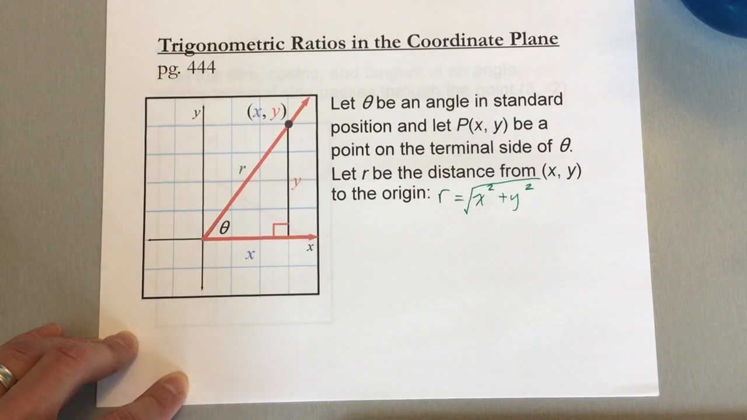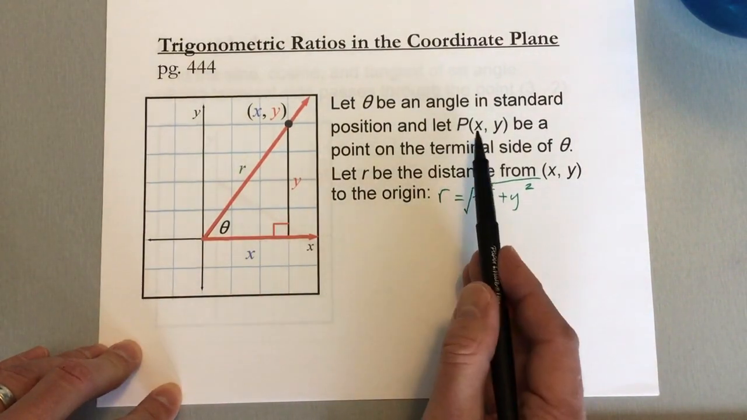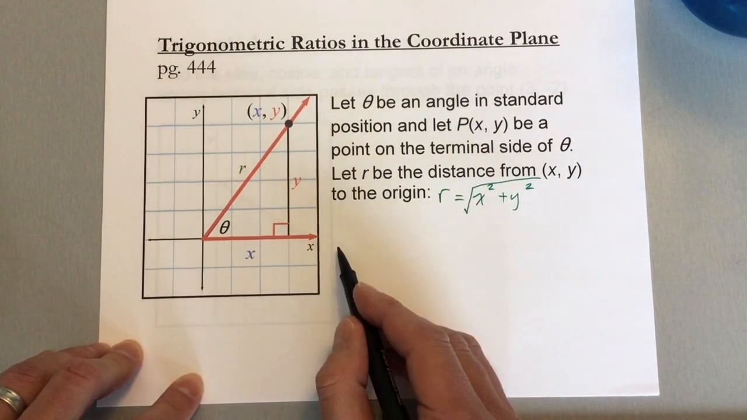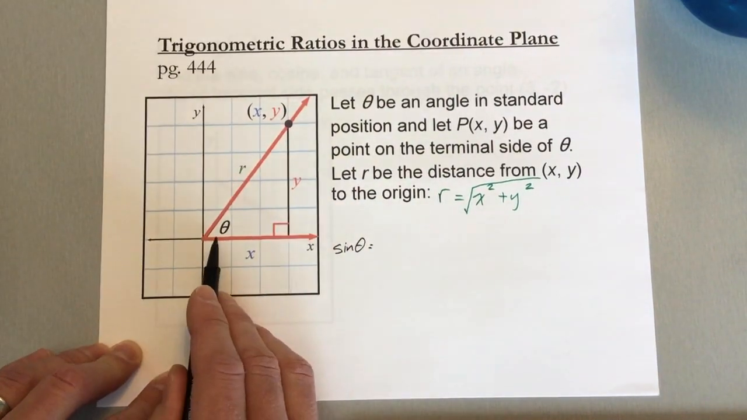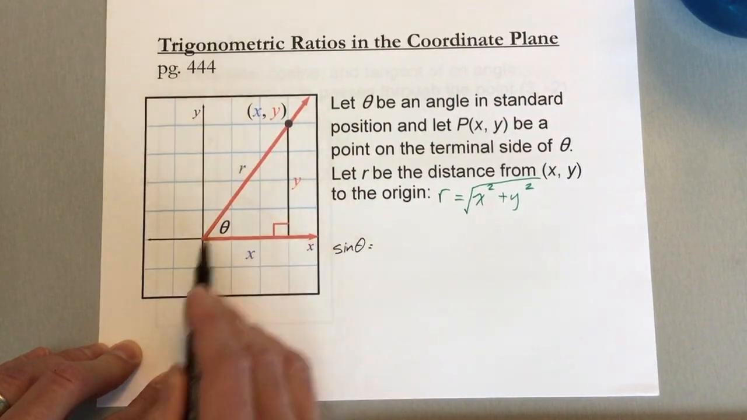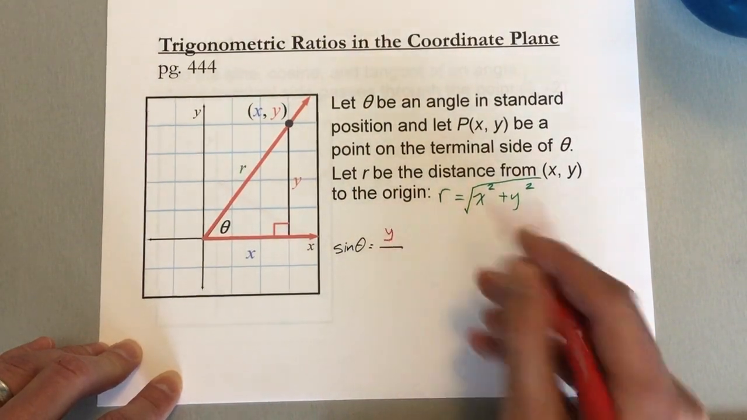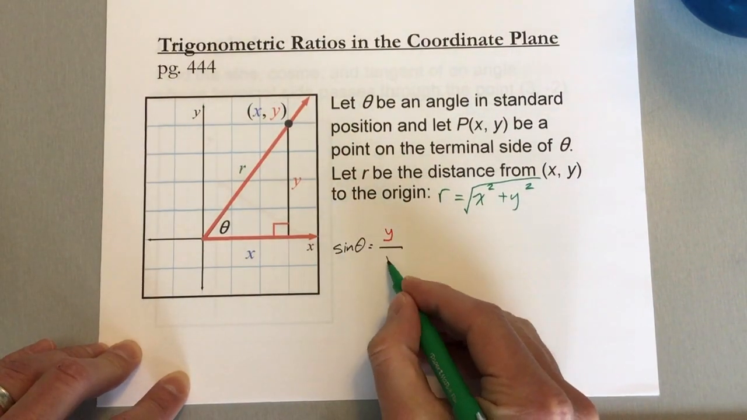With those pieces in mind, we can create some definitions of sine and cosine and tangent that rely on this coordinate rather than the sides of a triangle. For example, the sine of that angle, instead of thinking in terms of opposite divided by hypotenuse, now the sine of that angle can be described as the y coordinate that the angle passes through divided by that length r.